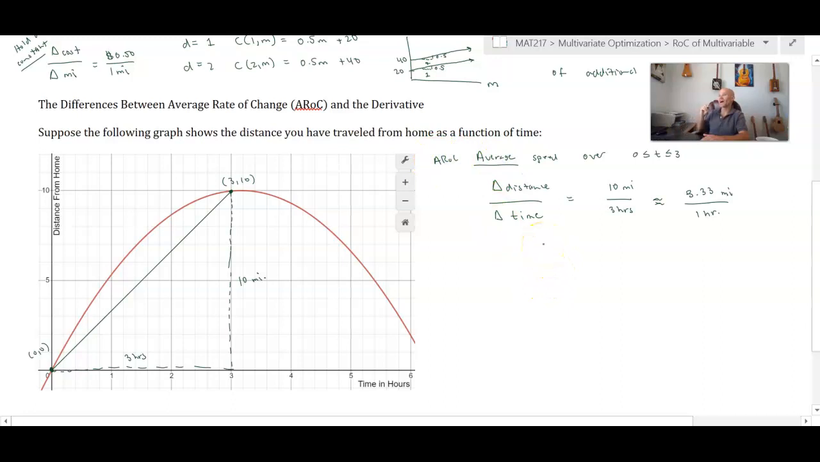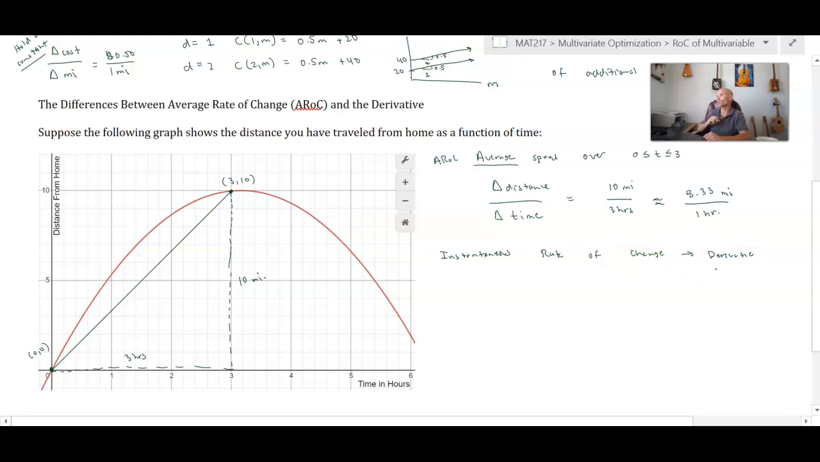But if really what I was interested in is how fast I was going when I left my house, if I were to get flagged by a radar that told me my instantaneous speed, or I looked at my speedometer, then what I would want to know is my instantaneous rate of change. Or in other words, my derivative.